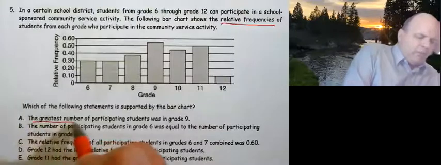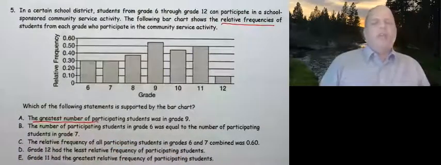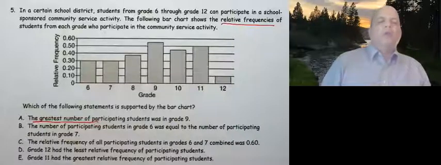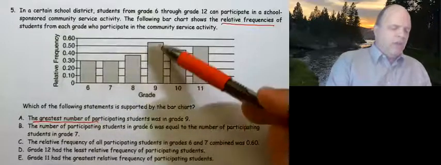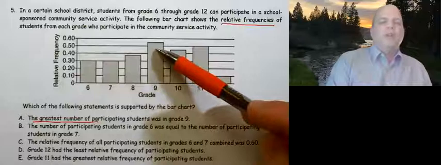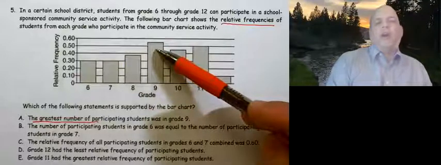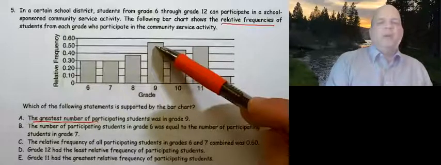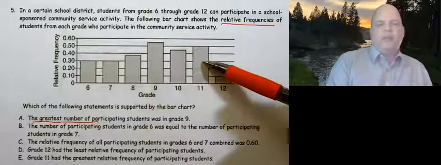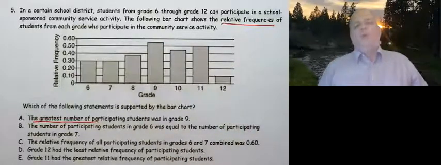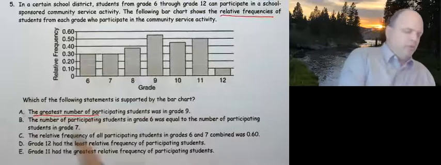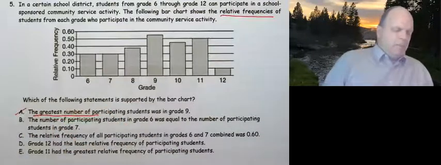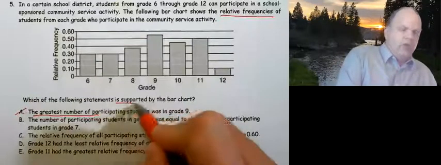The greatest number of participants. Well, in this particular case, we're not talking about number, we're talking about percentages. So we don't know how many ninth graders there are. Yes, they have the greatest percentage, but we don't know how many of them there are. There might be 100 ninth graders, in which case about 55 of them, but there might have been 1,000 11th graders, in which case 500. So we don't really know the number, we just know the relative frequency or the percentage. That's not my answer. And by the way, I need to always make sure this is supported.